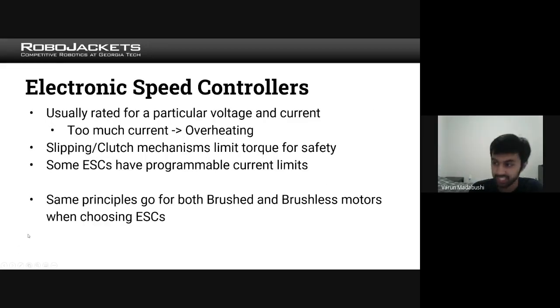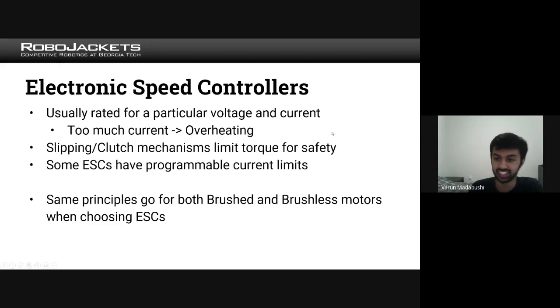And now we're going to talk a little bit about electronic speed controllers. They're basically circuits that have all the important hardware, such as an H-bridge and maybe some other communication circuits, some sensors or whatever, built into one. And you can get a speed controller that's rated for a particular voltage and current. You want to obey those limits because too much current flowing through a circuit, or an ESC in general, is going to lead to overheating.